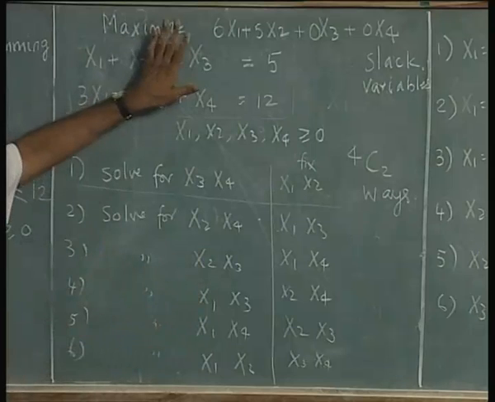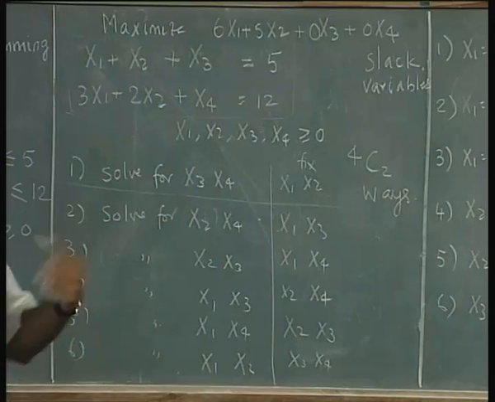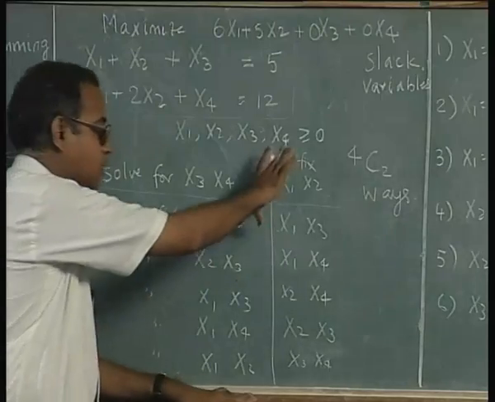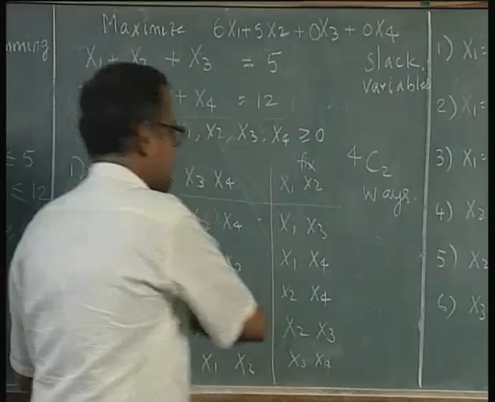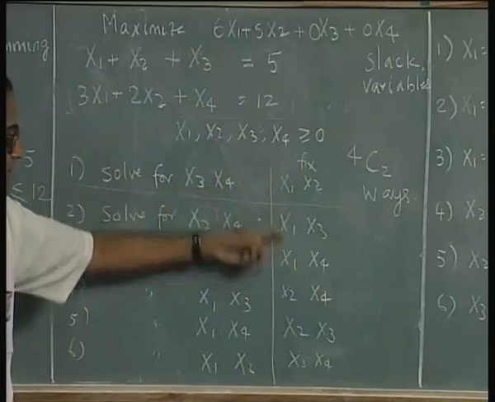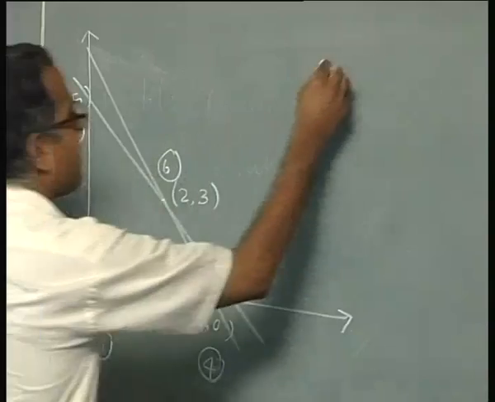So, in the algebraic method, when we fix some variables to a value and then solve for the remaining, we fix them only at 0. Now, these 6 solutions that are obtained by fixing them at 0 are called basic solutions.